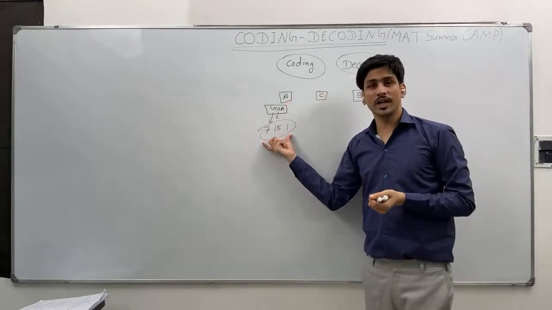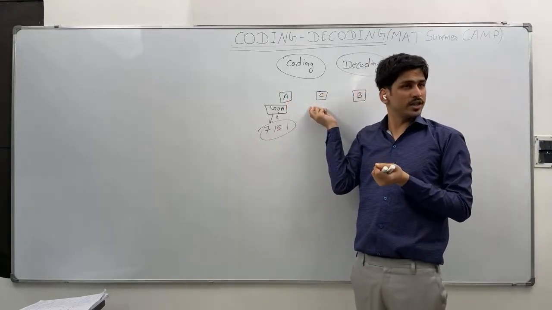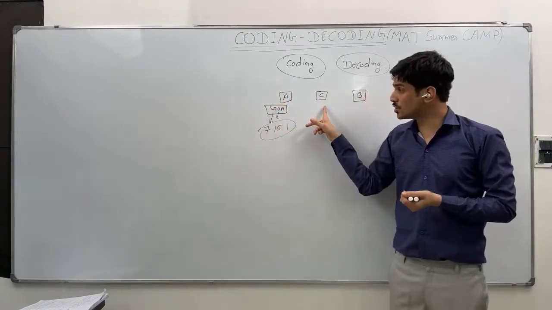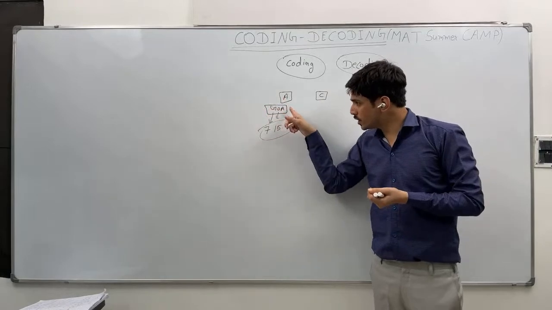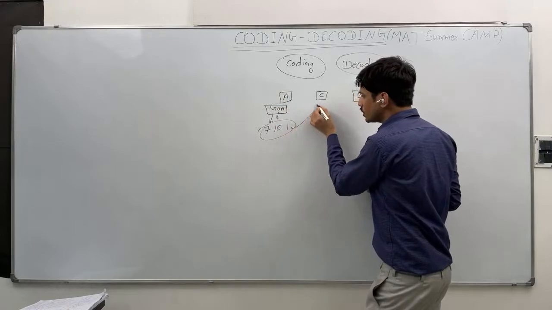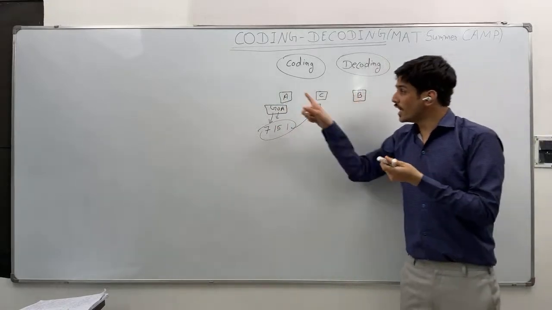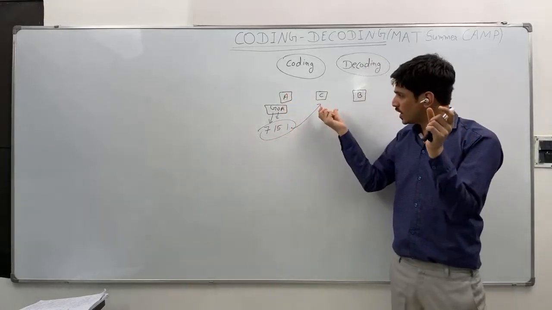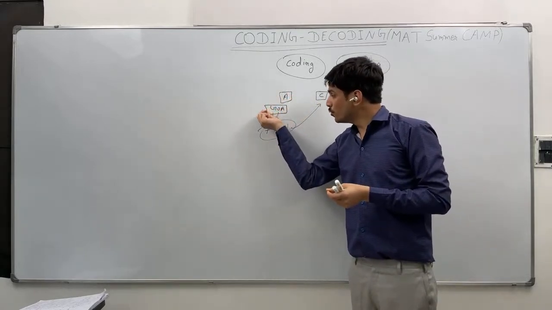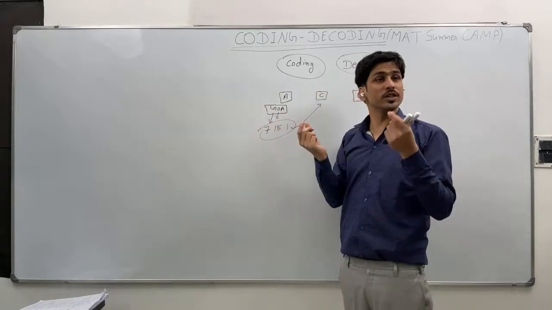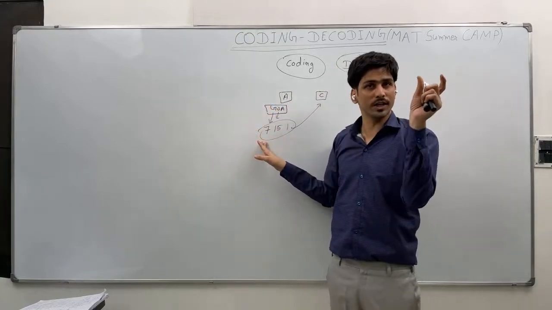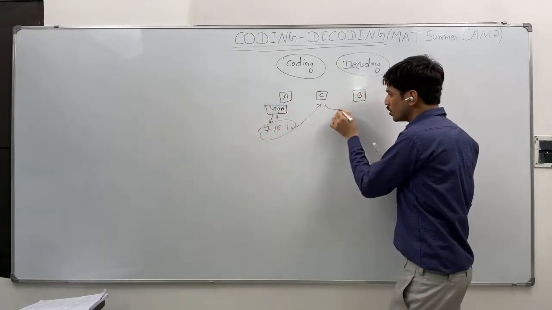Now C cannot understand what this message is until C knows the rule, how we have coded this message. So A gives this coded message to C. C cannot understand anything because she doesn't know the rule we are applying to convert this message into a code language. So now C will give this message to B.